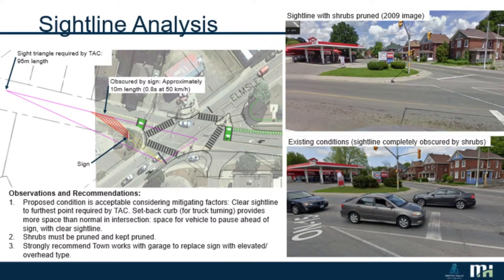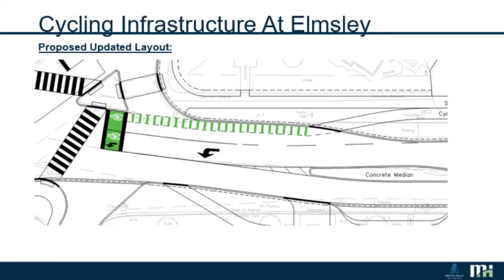We can carry on forward to the next slide to some discussion about the cycling facilities. So at our first presentation to council, we were asked to seek opportunities to improve cycling facilities in the intersection. We're proposing that the northbound cycle track on Beckwith Street will blend into traffic at the start of the right turn channel.